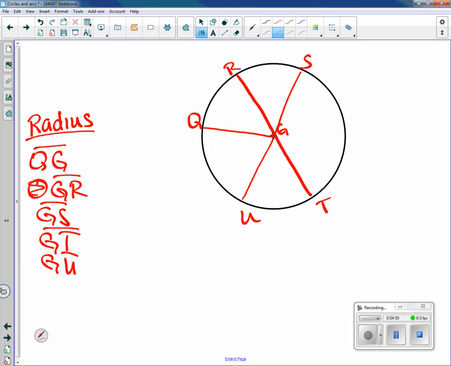Is everybody with me? Now, name me a diameter. I heard RT. And what else? US or SU. The key is it has to go both endpoints, and it has to go through the center.